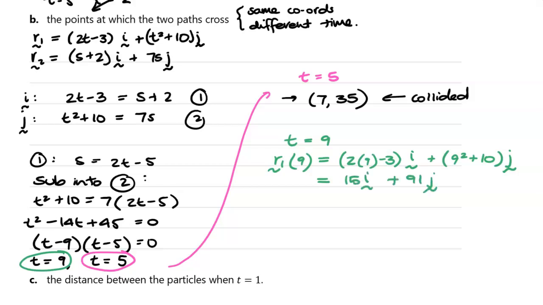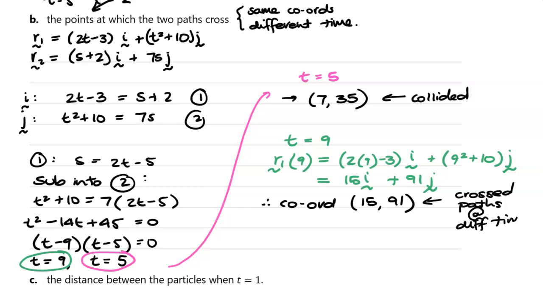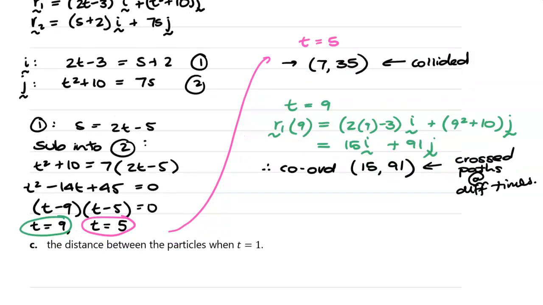Sorry, I don't know why I'm working in green still. So that means the coordinate is (15, 91), because remember, this vector points to that point, and that's where they crossed paths at different times. So if we substituted this point into R2, we would find the value of s would be something different.